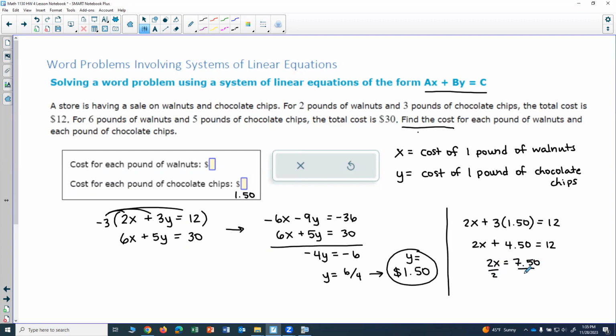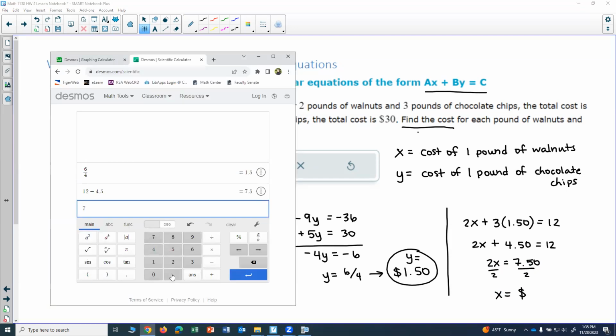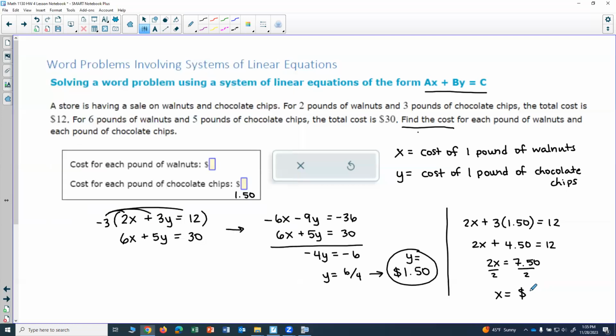Divide by 2, and I get x is 7.5 divided by 2, so 3.75. So the walnuts are $3.75 per pound. So up here for the cost for each pound of walnuts, that's where I would put the 3.75.